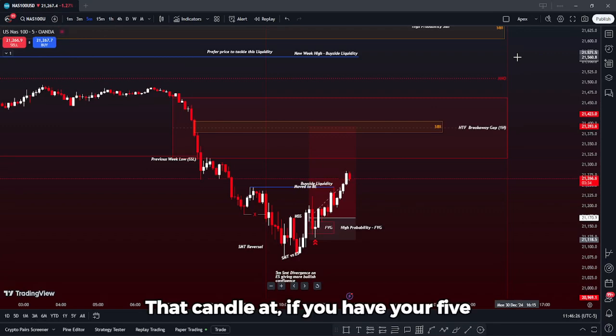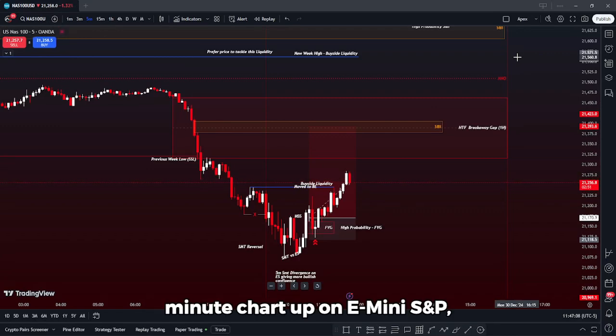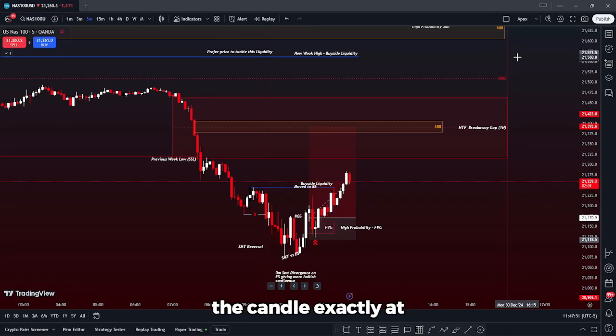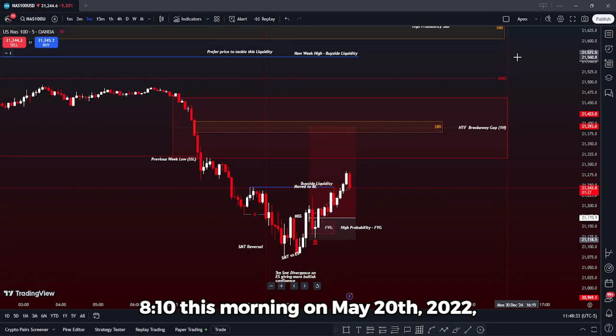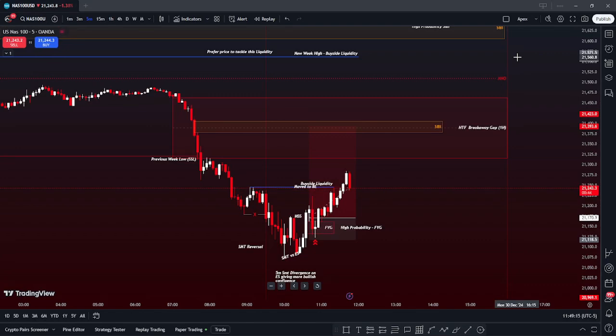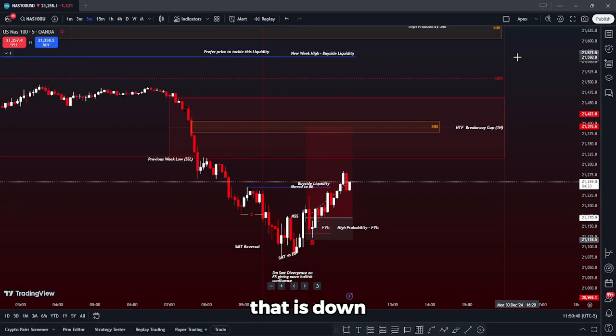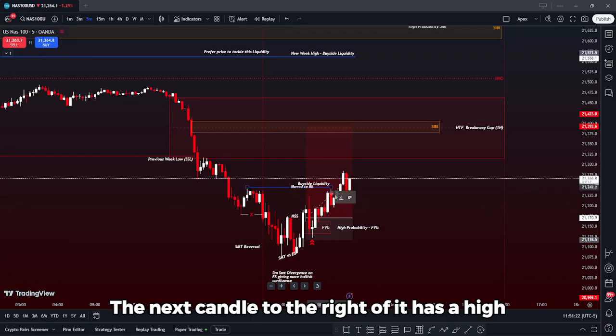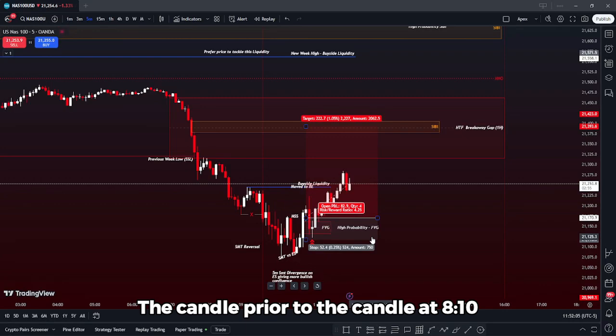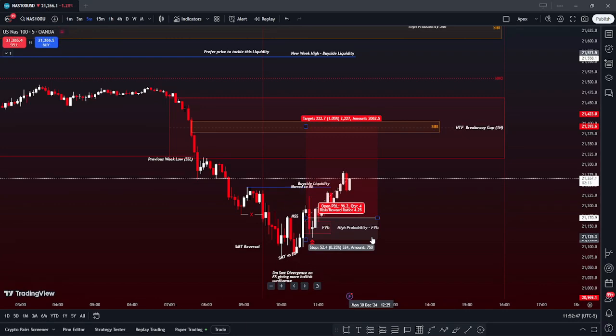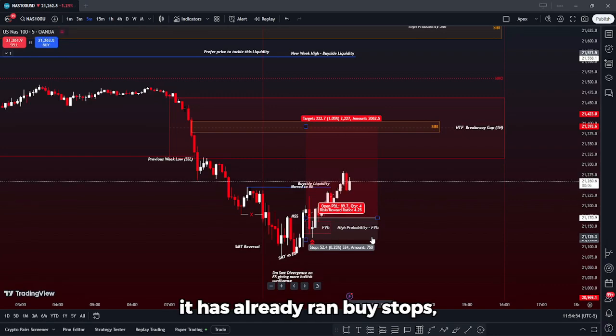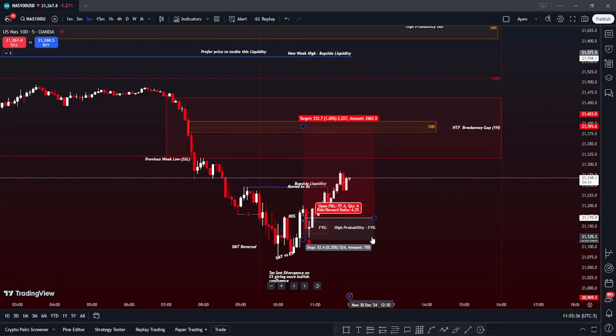Okay, if you have your 5-minute chart up on E-mini S&P, look at the candle exactly at 8:10 this morning on May 20th, 2022. That is the fair value gap. That one candle that is down, the next candle to the right of it has a high of 39.40 and a half. The candle prior to the candle at 8:10 has a low of 39.41 and a half. That gap, because it has already run buy stops, the buy stops resting above that 6:20 high.